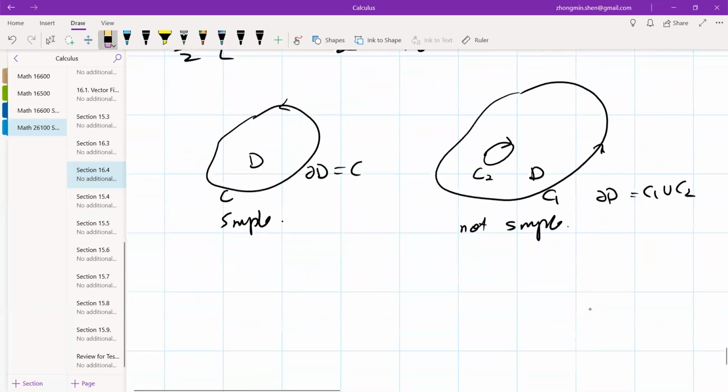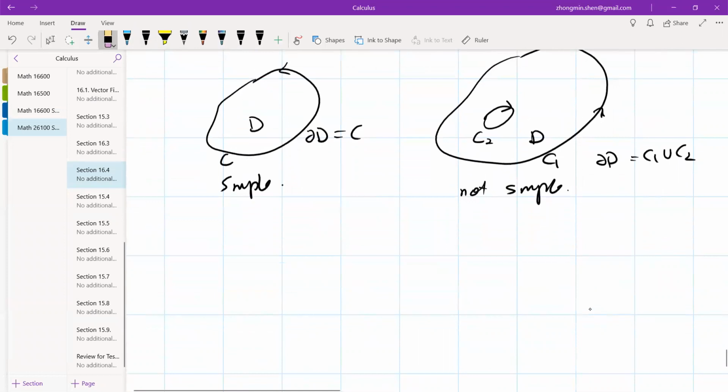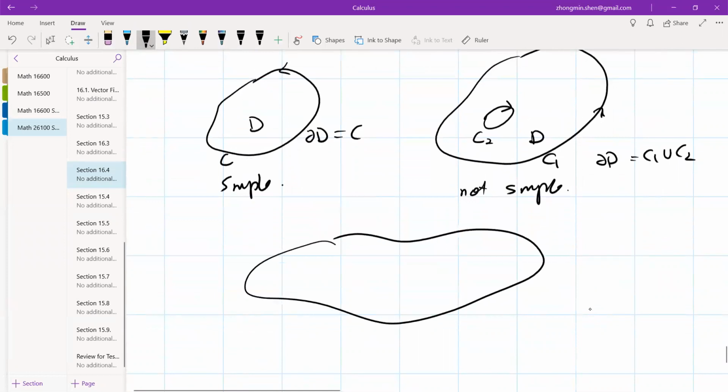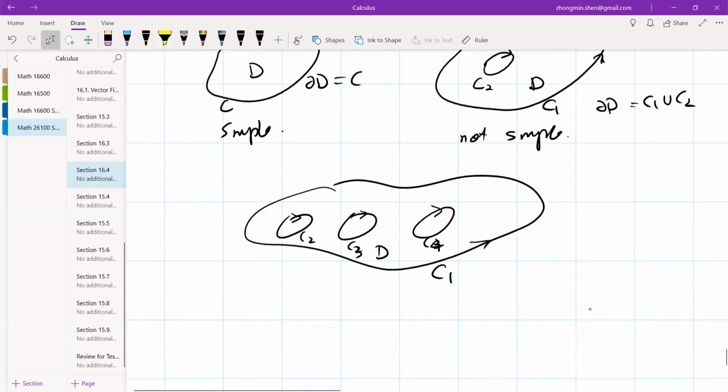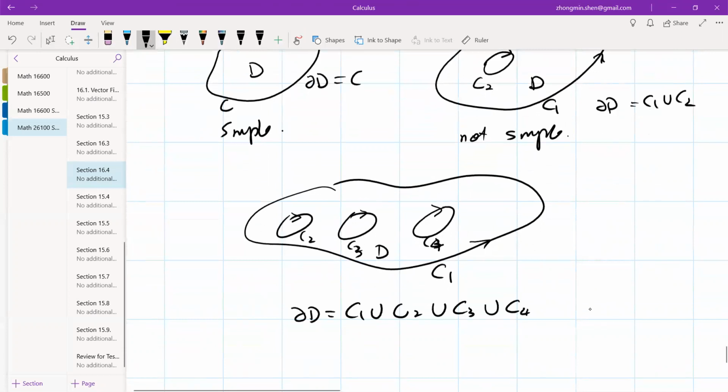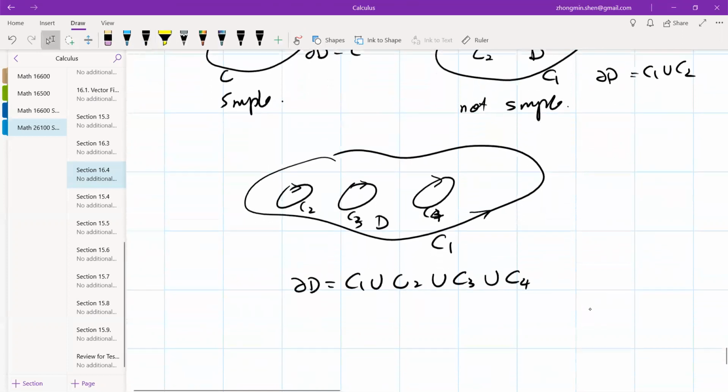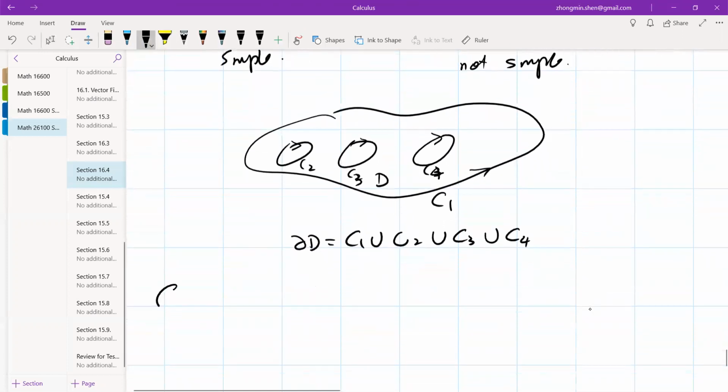Okay, so more generally, if you have three holes here, then this is a D, and you have C1, C2, C3, and C4. Then the boundary of D will be the union of C1, C2, C3, and C4. So we always have Green's theorem in this most general form.